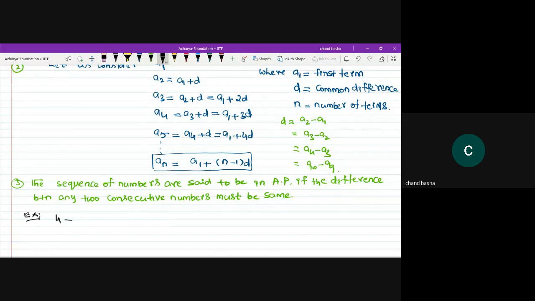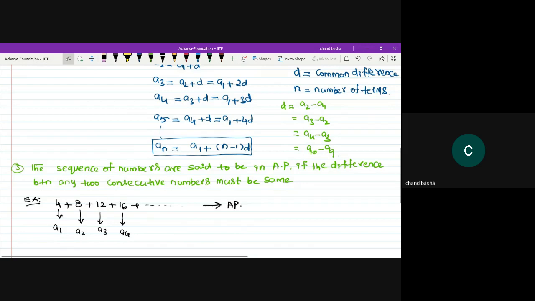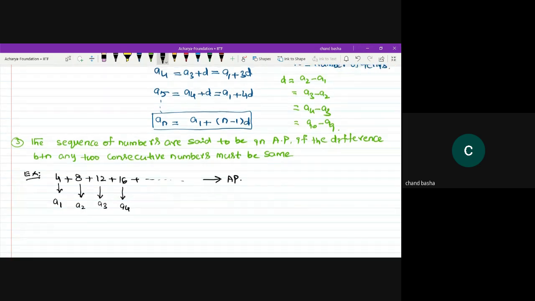4 plus 8 plus 12 plus 16 plus and so on. Clearly, which is in AP. Sir, how can we say that this is an AP from this? D equals first term. Very good. 4 is the first term, 8 is the second term, 12 is the third term, 16 is the fourth term, and so on. We have n number of terms. You don't bother about it. See that the difference must be the same.